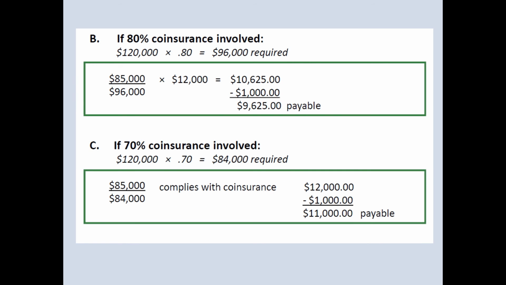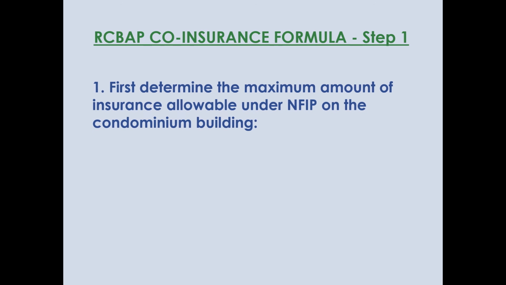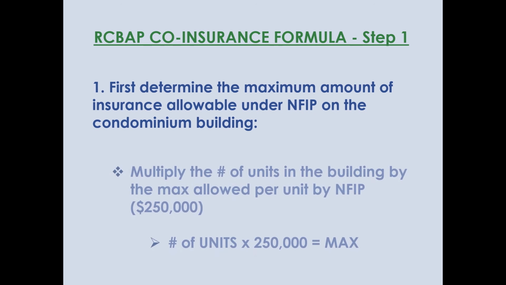Here's another example for you. Let's look at C. 70% coinsurance is involved. 120,000 times 0.7, they're required to carry 84,000. They're carrying 85. They get the entire amount less their deductible because they were insured to value.